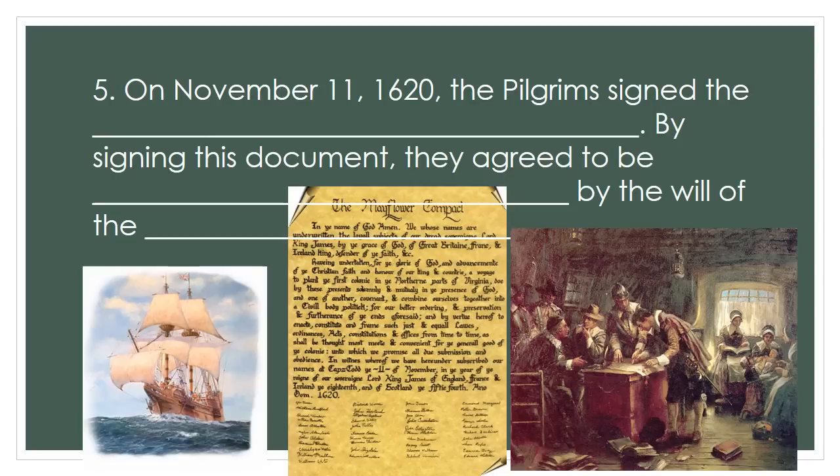Number five, on November 11th, 1620, the Pilgrims signed the blank. By signing this document, they agreed to be blank by the will of the blank. The first one is the actual document, the Mayflower Compact. They're agreeing to be governed by the will of the majority.